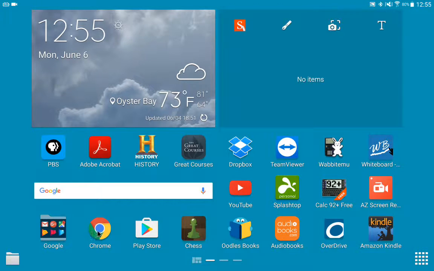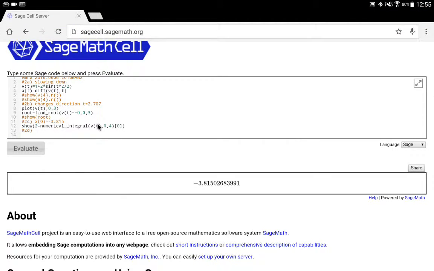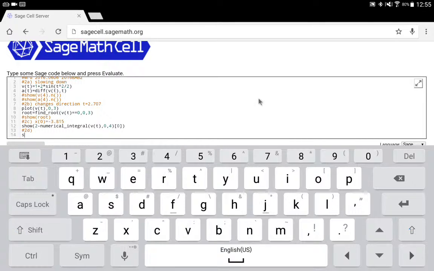So let's do a show of the numerical integral of v of t from 0 to root. Remember, we stored root already. Root was about 2.707, right? Wrote that down someplace, didn't we? Yeah, we did. Okay, root. Now don't forget, this returns a list. I don't want the list, I want the 0th element of that list.